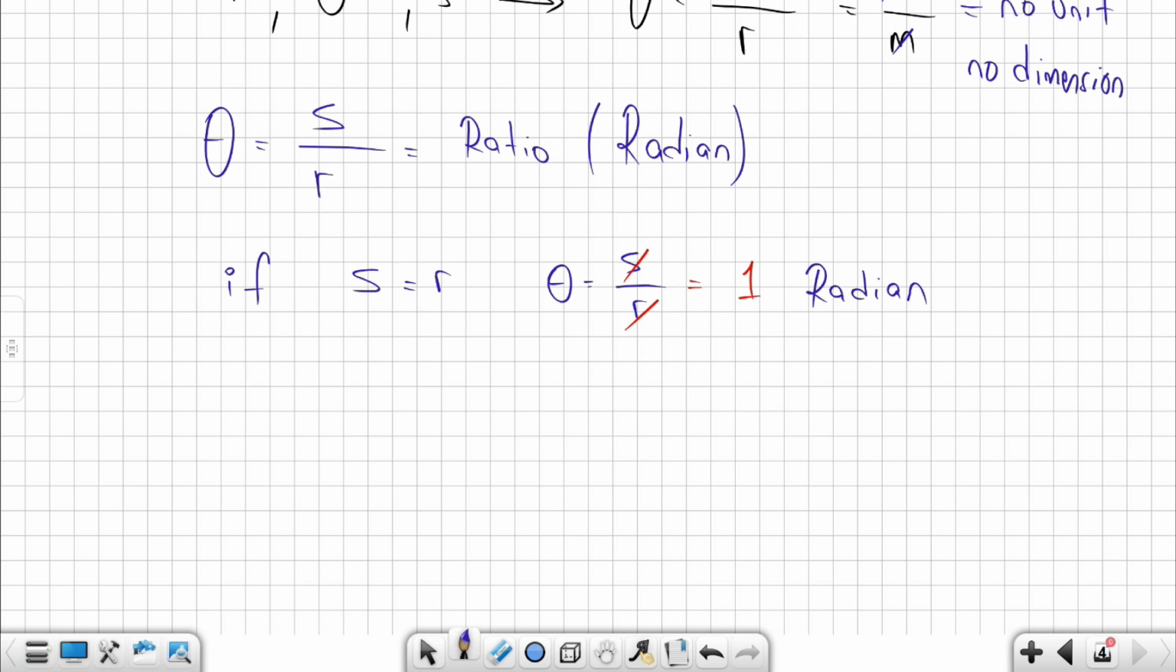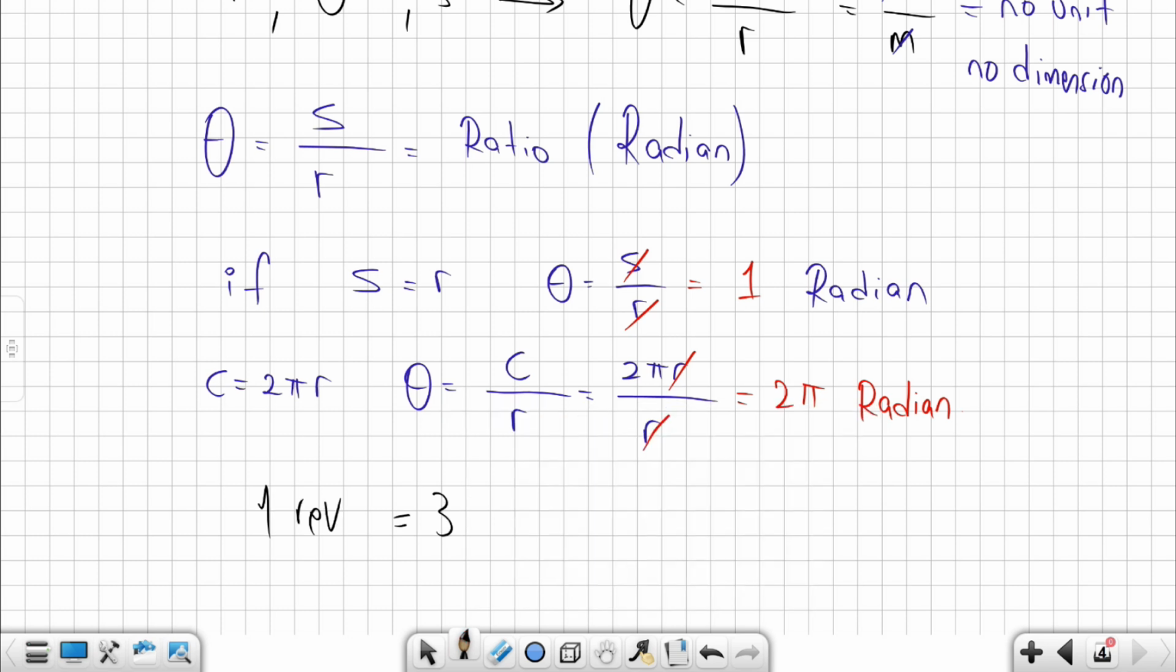What about the theta of a complete circle in radian? We know that the S for a complete circle is equal to the circumference, and circumference is equal to 2 pi r, and theta will be equal to S divided by r, which is circumference divided by radius, which is equal to 2 pi r divided by r. They will cancel each other and we get 2 pi. So this 2 pi is in radian. One complete cycle is composed of one revolution, 360 degrees, and 2 pi in radian. This pi, don't forget that, is 3.14.